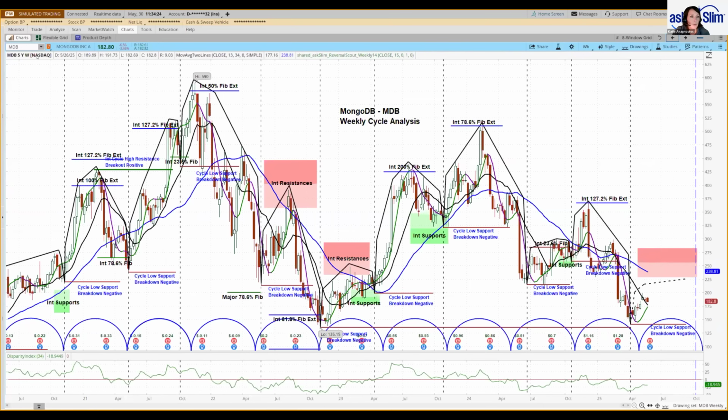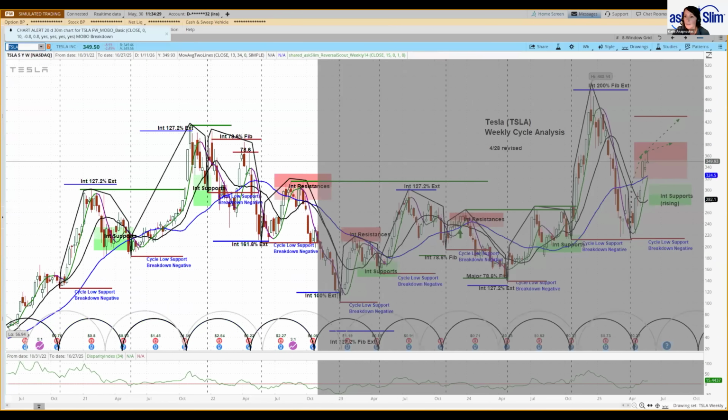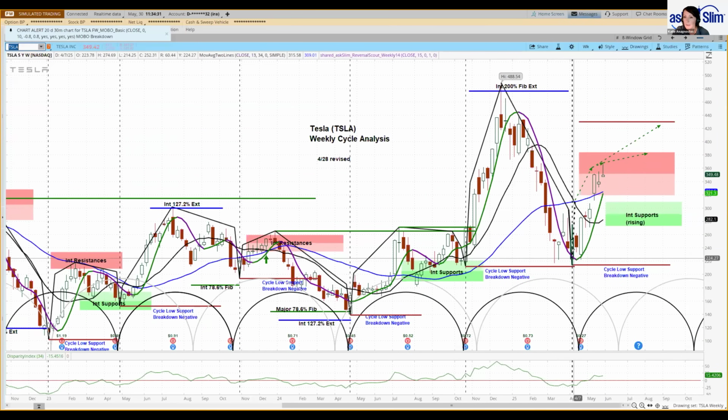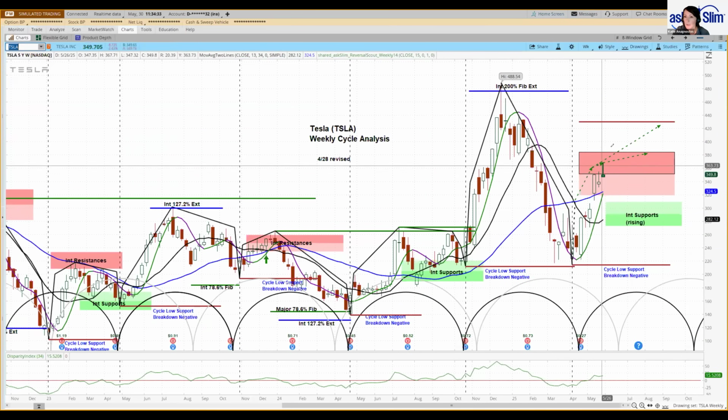Now we are going to look at Tesla. Tesla is several weeks off an intermediate trough as well, and we are getting up towards the top of the resistance zone. These wicks are indicating that we are getting some selling, but we do have positive momentum. So this could continue higher.